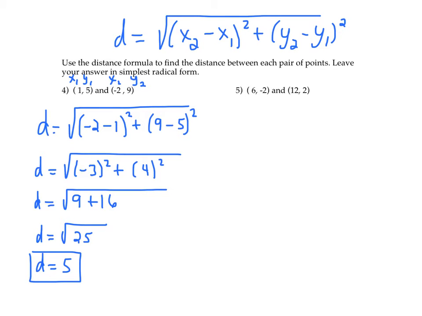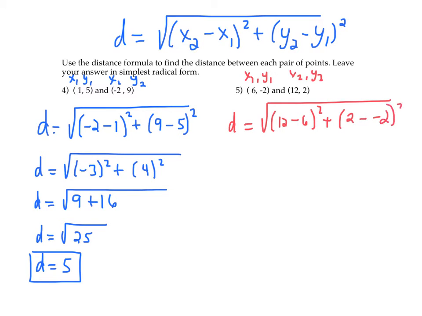Okay, in the second example here, distance equals the square root. Again, it might help to label your points first. So x1, comma y1, and x2, comma y2. So plugging your points in, do x2 minus x1, so 12 minus 6, quantity squared, plus, now do y2 minus y1, so 2 minus a negative 2, quantity squared. So again, watch those signs. 12 minus 6 is 6, and we're going to square that. 2 minus a negative 2 turns into 2 plus 2, which is 4 squared.